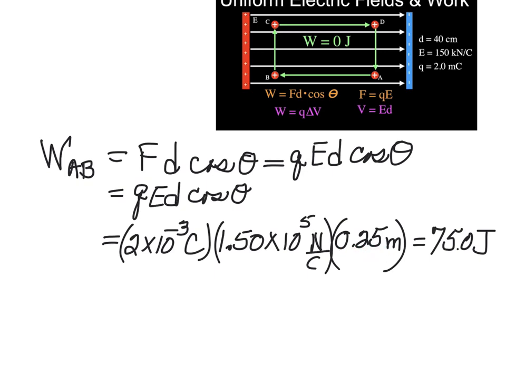And the displacement from A to B is 25, and we get this. Now when we go from here to there, that's 15 centimeters. The charge is the same, the force is the same. Whoops, I left out the cosine of theta. But the cosine in this case, since the displacement is this way and the force is that way, the angle would be 90 degrees. And so that is moving perpendicular to the field, and so the work is 0.